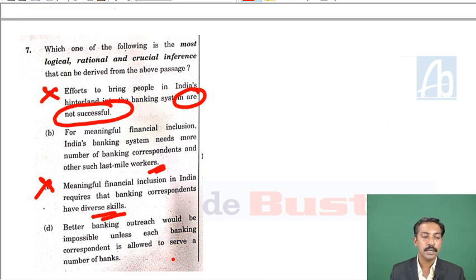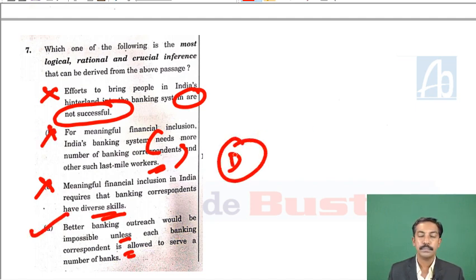Option D: better banking outreach would be impossible unless each banking correspondent is allowed to serve a number of banks. Now consider these 2 options. Option B talks about the number of banking correspondents. Option D talks about the privilege to banking correspondents. If you read the sentence that specifically says, yet India's banking regulator has restricted them to serving only one bank, considering that sentence as a clue, we can eliminate option B and arrive at the answer as option D for question number 7.